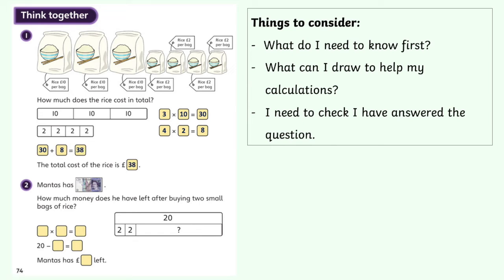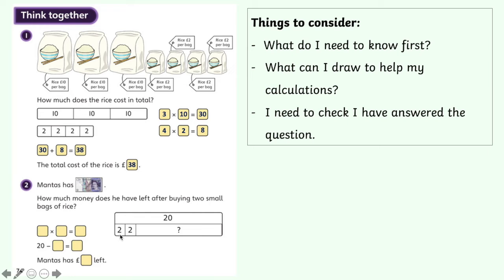Let's have a go at question 2. Mantis has £20. How much money does he have left after buying 2 small bags of rice? Now, you can see here that we've represented the problem really nicely. Here's the £20 that Mantis has, and he's buying 2 small bags of rice, which we know cost £2. We need to work out how much money he has left. So first, let's work out how much he's spent on the 2 small bags of rice.